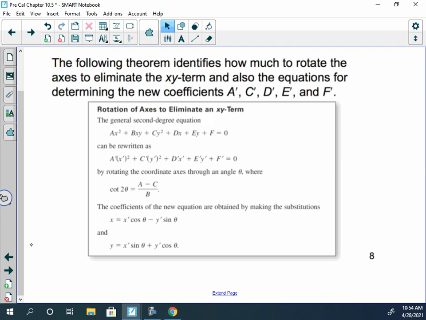So we have ax squared plus bxy plus cy squared plus dx plus ey plus f is equal to 0. And we're really rewriting with our primes. x prime, y prime is just saying that it's a new, different x than what we started with, or a different way to denote it. And the way we find the rotation angle is that cotangent of 2 theta is equal to a minus c over b.